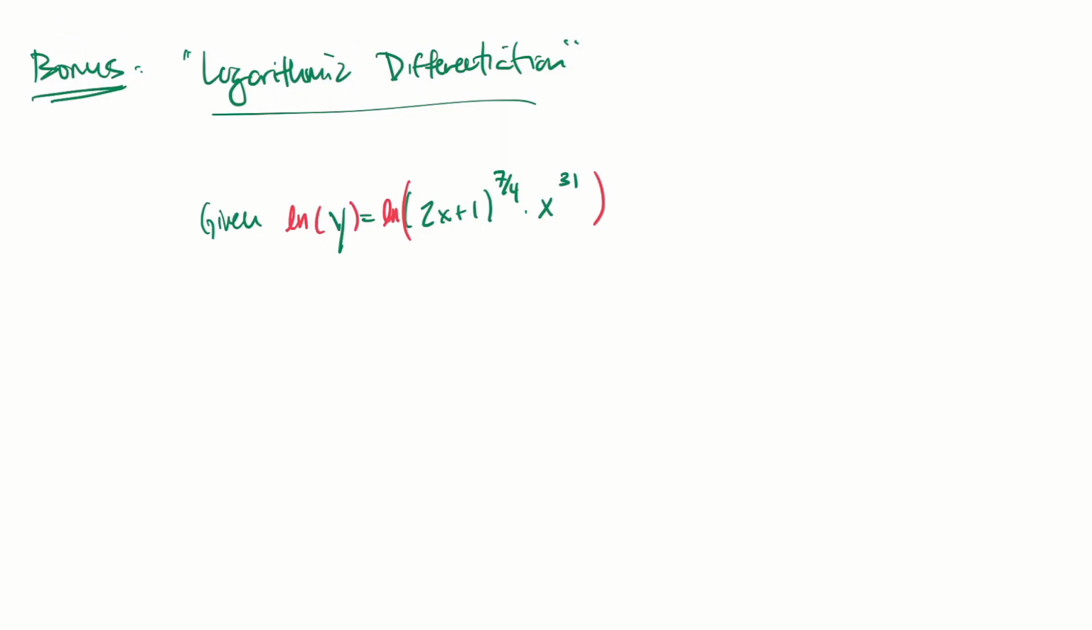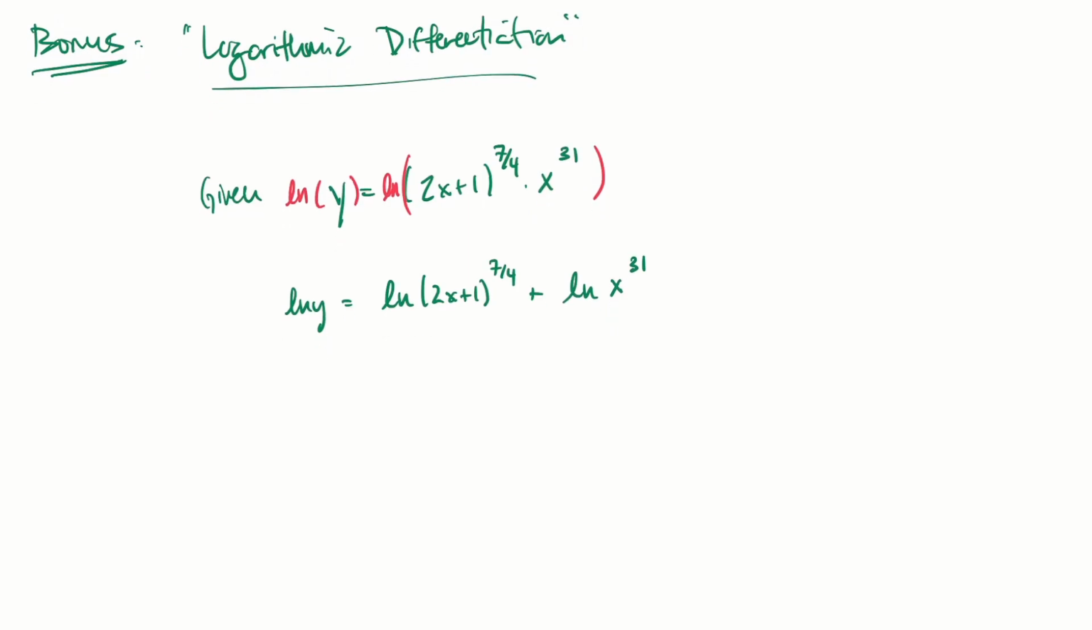So what we get is ln of y on this side equals the natural log of all this stuff on the right. And we know from that property of logs that we can split this product into a sum of the logs. And again, the goal here is to make life easier, not more complicated. So splitting this up actually is simplifying the problem. We can use that power rule of logs again to bring the exponents down in front. So we get 7/4 ln(2x plus 1) plus 31 ln x.